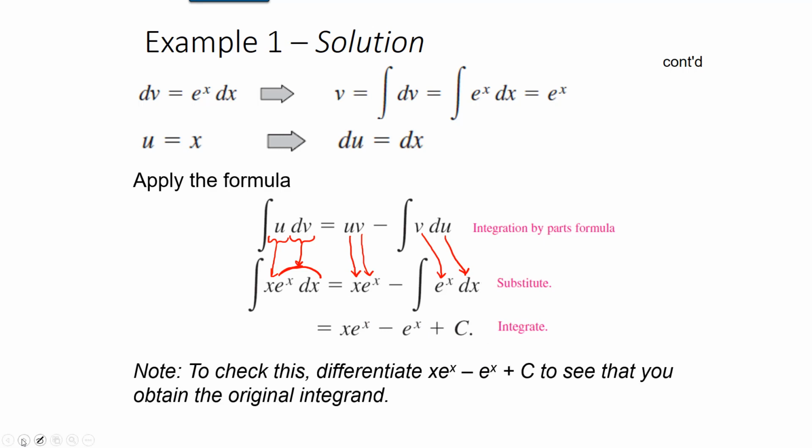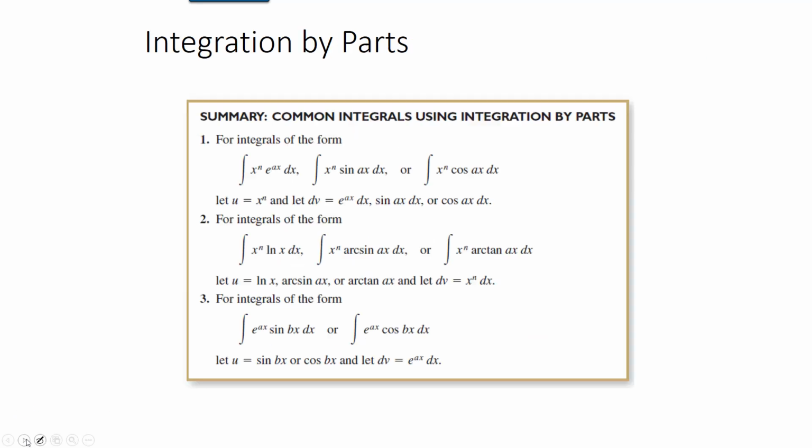To check this, you can always just take the derivative. Remember, to take the derivative of x e to the x requires the product rule. And then simplify, and you'll see that you do in fact get back x e to the x, the original integrand. In our textbook, they give you some examples of some forms that come up and the u's and dv's that you can choose for those forms.